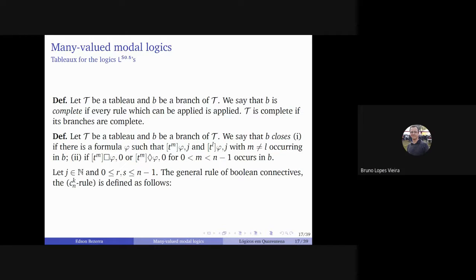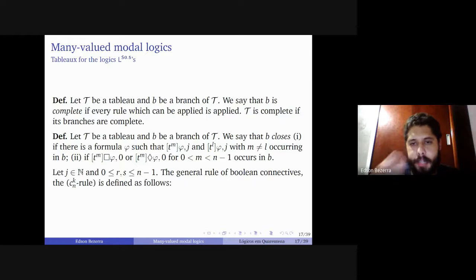I'm sorry to make a question at the wrong time. We may discuss it at the end, if you prefer. Okay, I will present an example, and then you'll see if it will be clearer. In the next slide, I will present a concrete example of these tableaus.